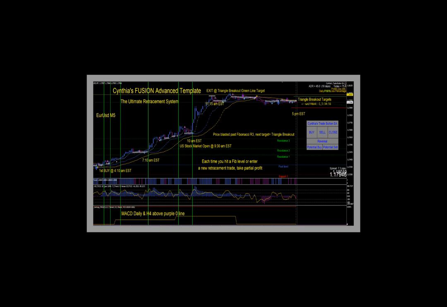There will be more training videos which go into more depth, and especially we're going to concentrate on the Fibonacci levels, because the support and resistance is where you can take partial profit when your price hits that, or you can enter a new trade or exit a trade.